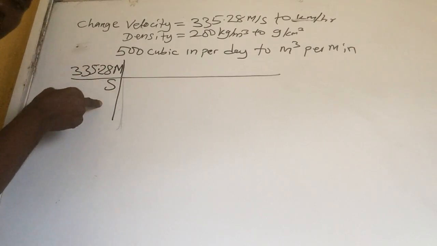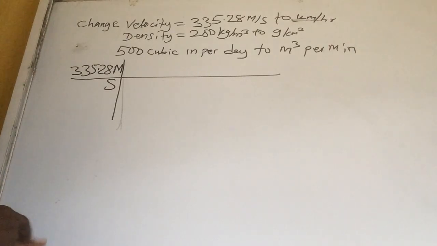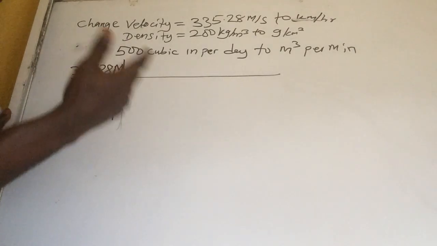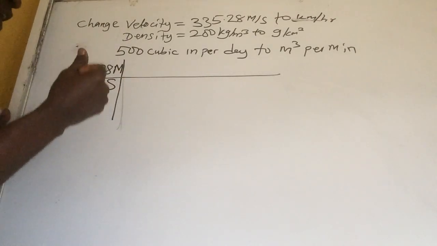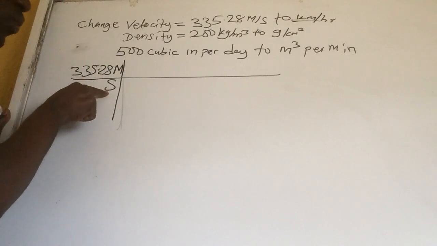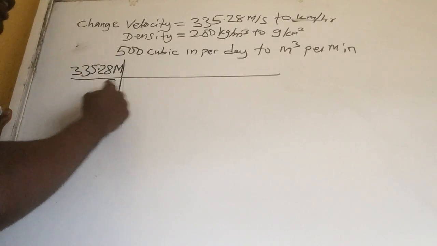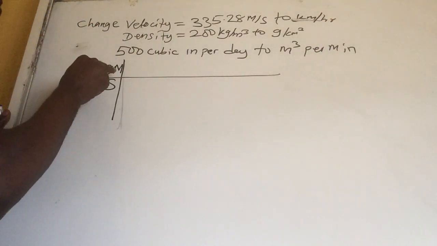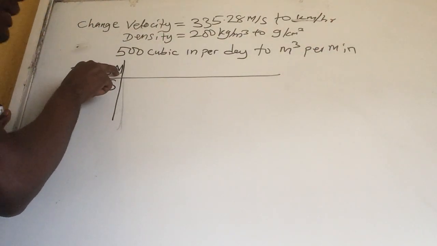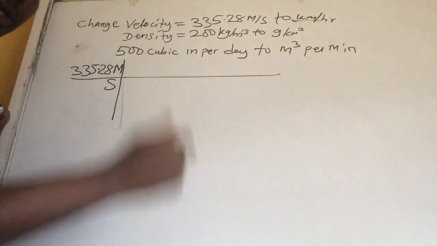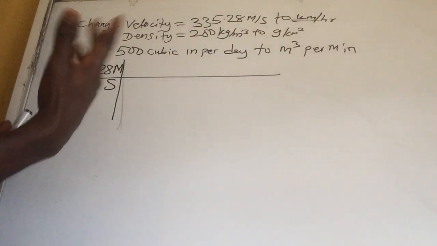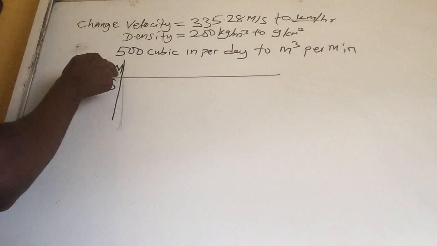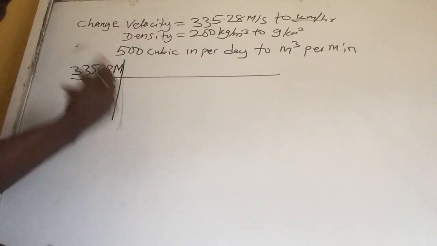What I will be solving now is to make effort to take away this second in order to bring in hour. Another thing is also to take away this meter in order to bring in kilometer. So how do we do it? You can start with anyone. If you like, start with meter, or if you like, start with second.